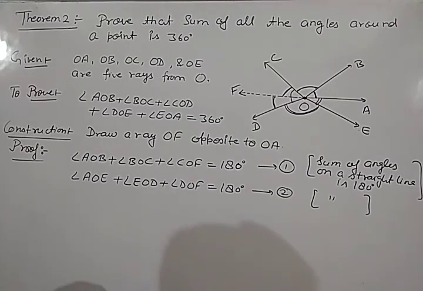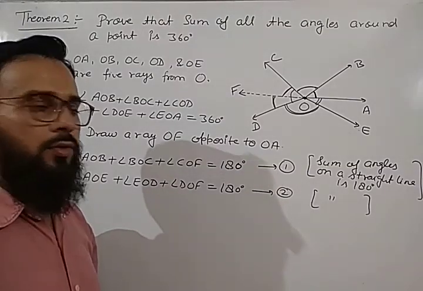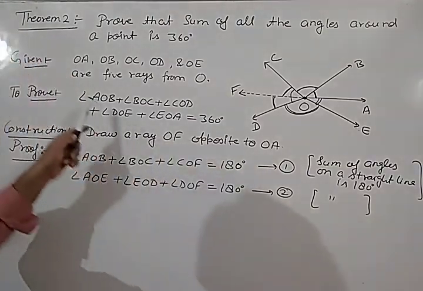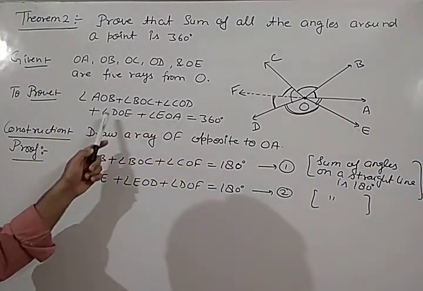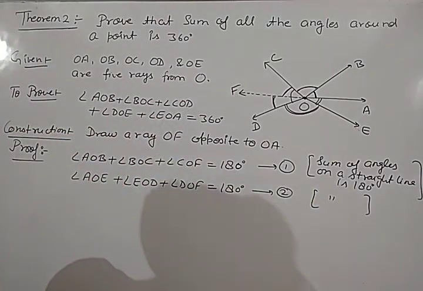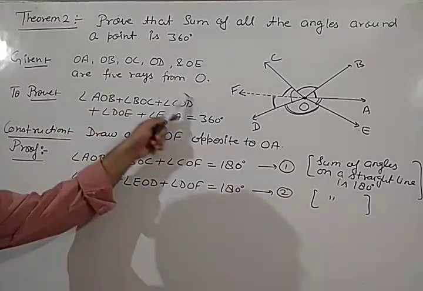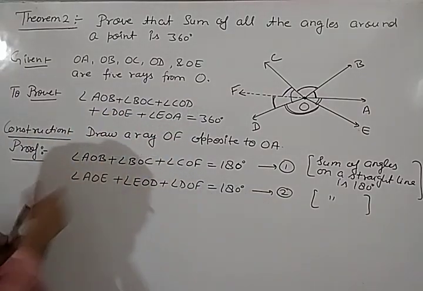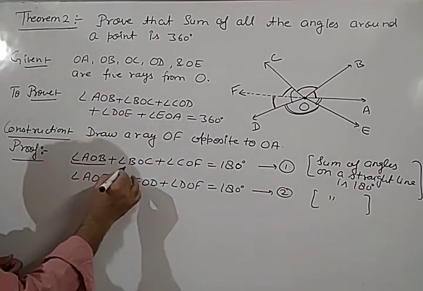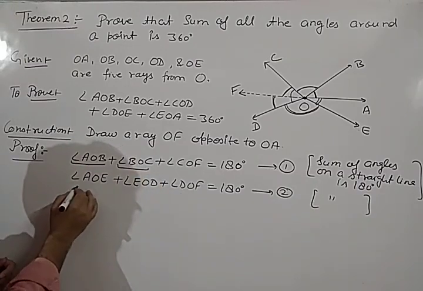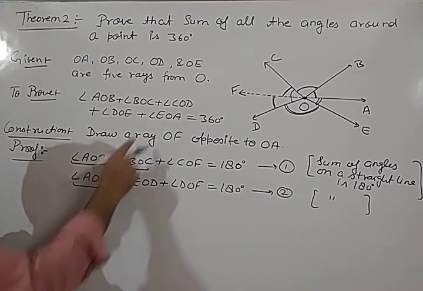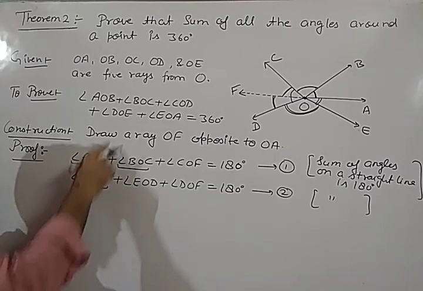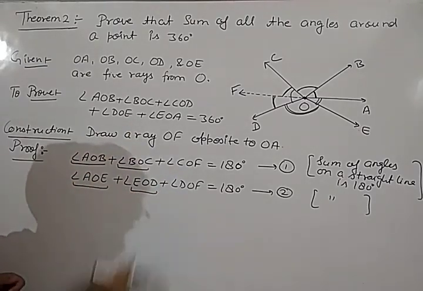Okay. Now what do we have to get in the answer, what do we have to prove? We have to prove AOB plus BOC plus COD plus DOE plus EOA. Means we have to find the sum of all these angles. So we are given these three angles: angle AOB here, angle BOC, then angle AOE. EOA and AOE are the same. DOE and EOD are the same. These two are different angles.